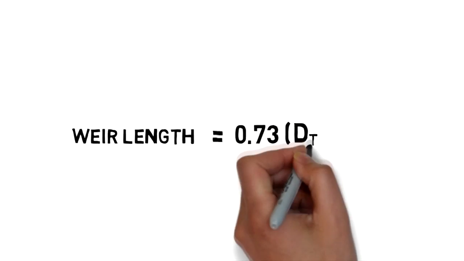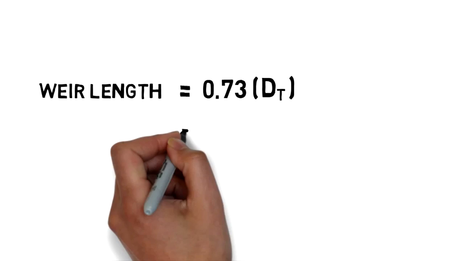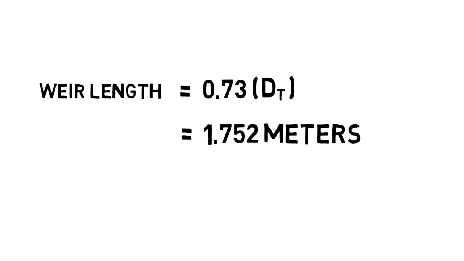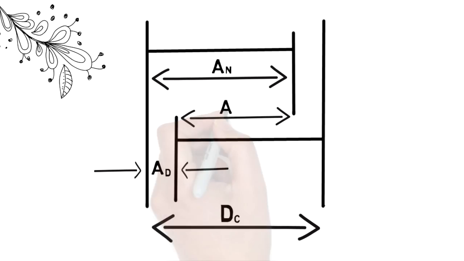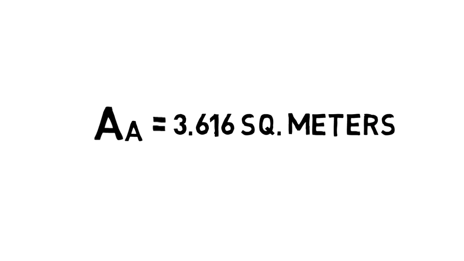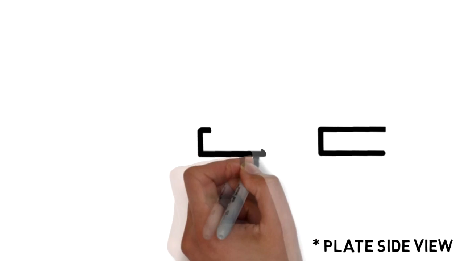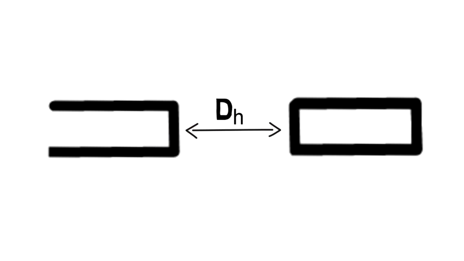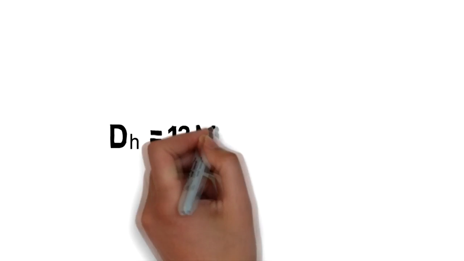For the weir length, 60 to 80% of tower diameter is normally used. Here we use 0.73 of the tower diameter, and that is, we have 1.752 meters for the weir length. Active area represents the area available for vapor just above the tray floor. It is just tower cross-section area minus twice the downcomer area. So we have 3.616 square meters. So let's take a look on plate side view. For the first trial, we consider that the plate thickness is equal to hole diameter, and that is 12 millimeters.